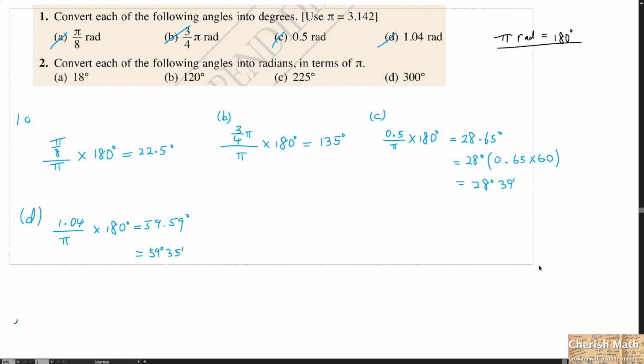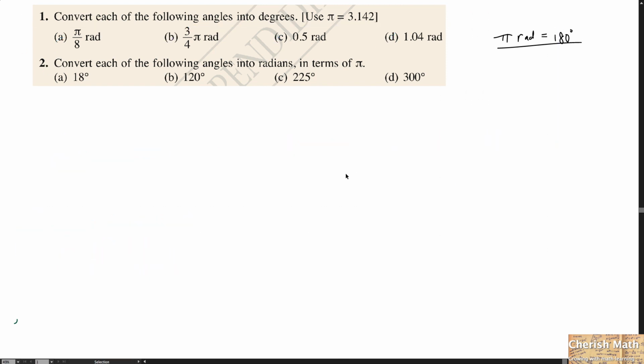Now I'm coming to question number 2. Let me clean up question number 1 in order to allocate more space. You can always look back to question number 1 by sliding the movie. Now I'm coming to question number 2a.